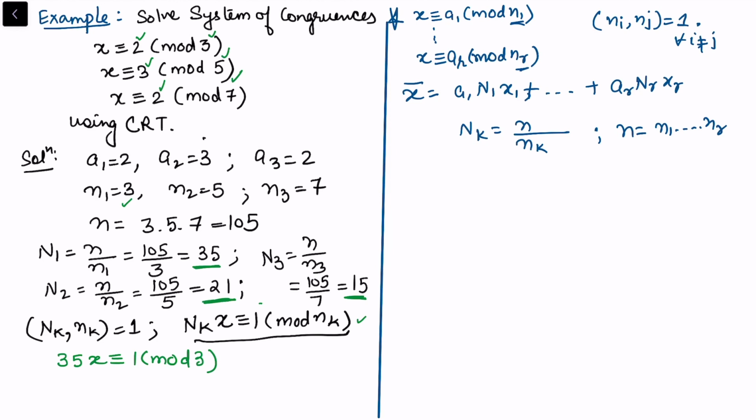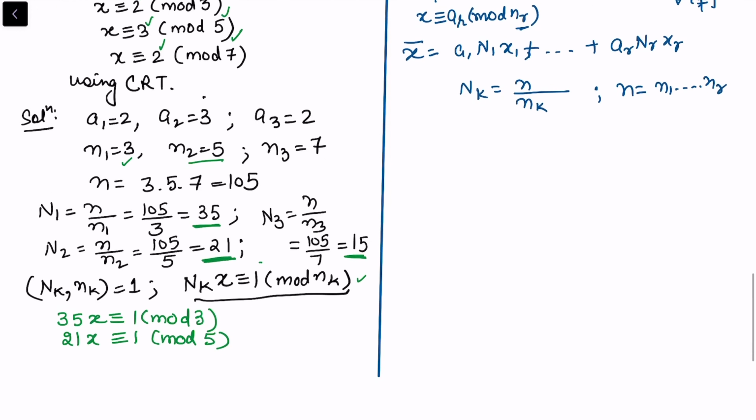For the second congruence, I'll take 21x is congruent to 1 modulo n2. n2 is 5, so here it is 5. And for the third case, I will consider 15x is congruent to 1 modulo 7. Now we want to solve these, and let me call the solution x1. For x1 equal to 2, this gives me a solution.